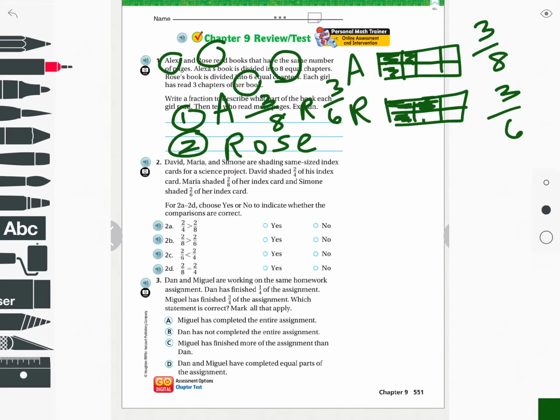Okay, number 2, I'm comparing fractions. I'm comparing David, Maria, and Simone's cards for a project. It says David, Maria, and Simone are shading same size index cards for a science project. David shaded 2/4 of his index card. Maria shaded 2/8, and Simone shaded 2/6 of her card. I'm going to write yes or no if these are true. 2/4 is greater than 2/8. Well, if I wanted to, I could actually draw 2 wholes and I can compare them. So 2/4 would look like this.